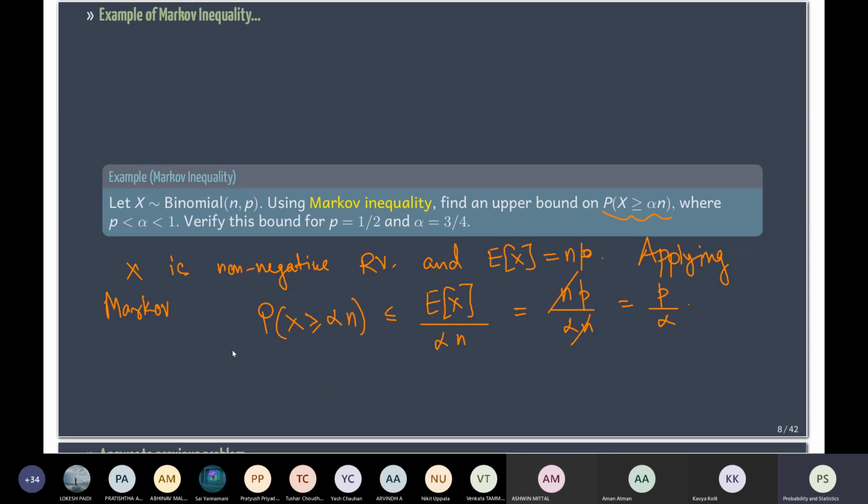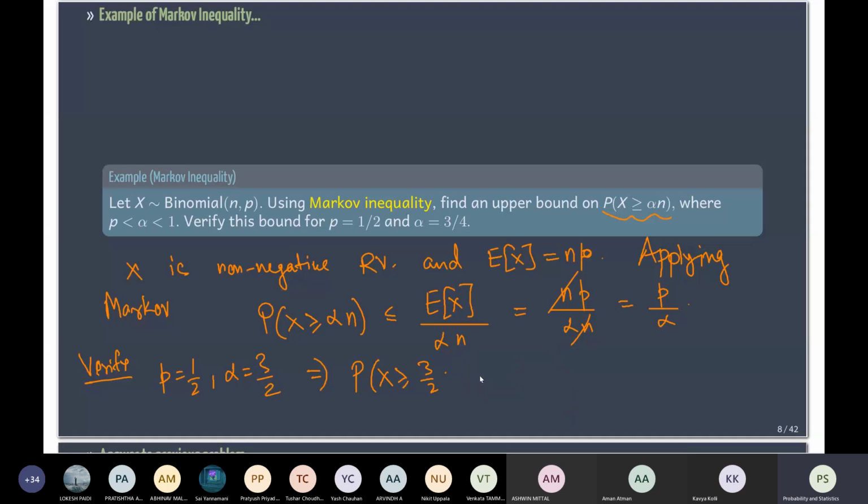And we are supposed to verify for p equals half and alpha equal to 3 by 2. We basically substitute this, right? So this implies the probability that x is greater than or equal to 3 by 2 times 1 by 2 is less than or equal to p, which is half, by alpha, which is 3 by 2. Oh, sorry, what is going on here? There should be n here, right? Why did I do p here? Okay, sorry.